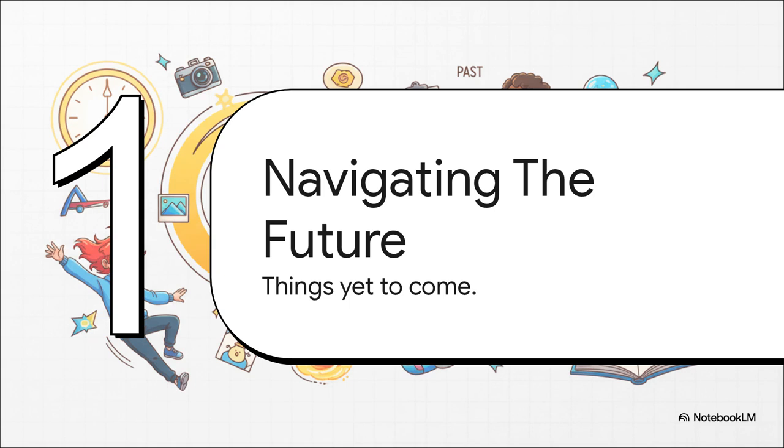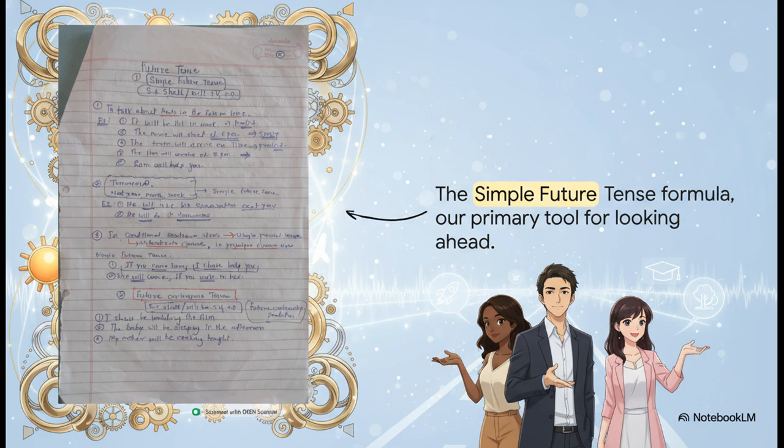So, we've covered the present and we've explored the past. Now, it's time to fire up the time machine again and look ahead to learn how to navigate the future. Our main tool for talking about the future is, you guessed it, the simple future. And the formula we get from the notes is super clean. Subject plus will or shall, and then just the basic form of the verb.